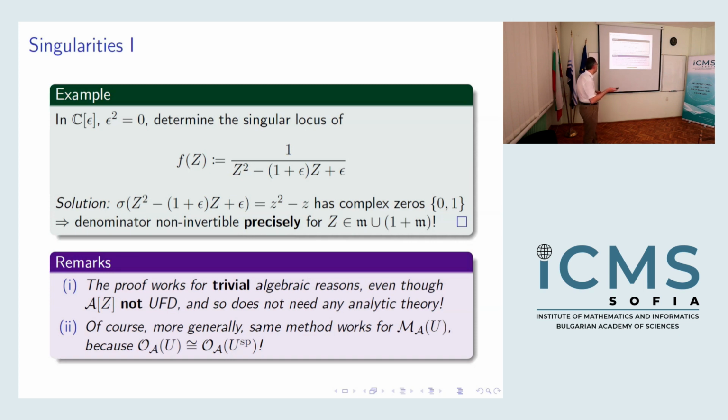Right, and we do not need, in fact, any analytic theory, and it works even though A is not a unique factorization domain. But of course, it works more generally for more general meromorphic functions, simply because we know how they extend, and we know that if it has to have a singularity, the singularity also has to extend to its affine closure, to its cylindrical closure.